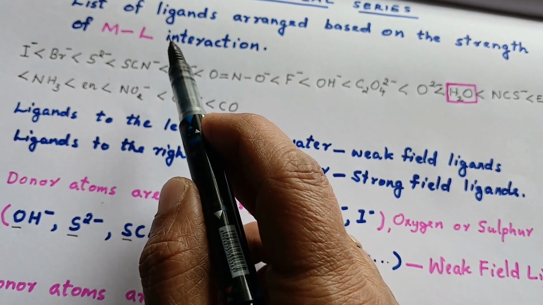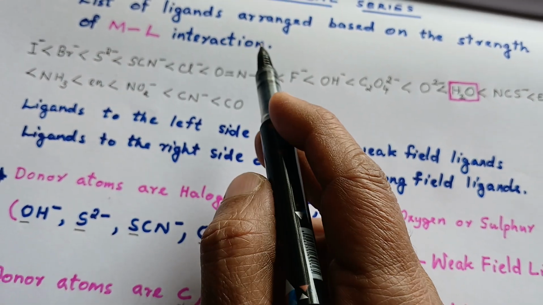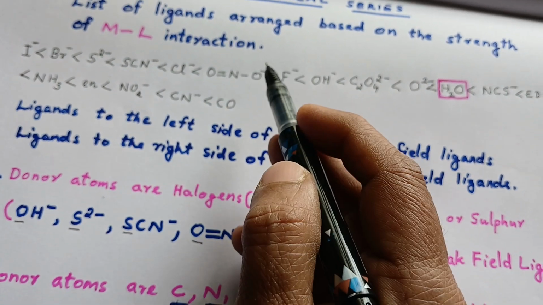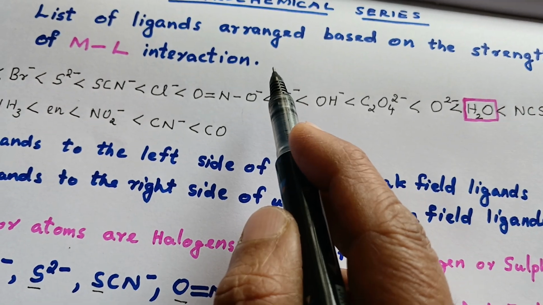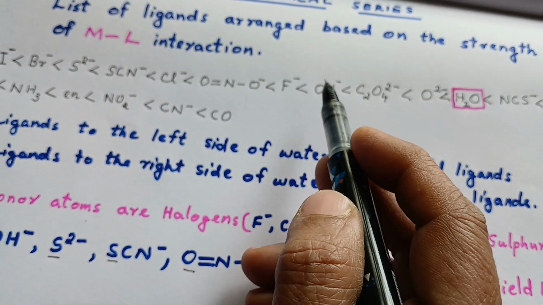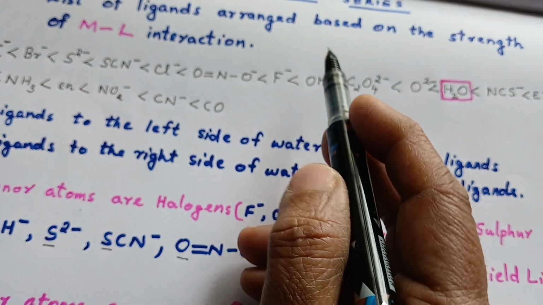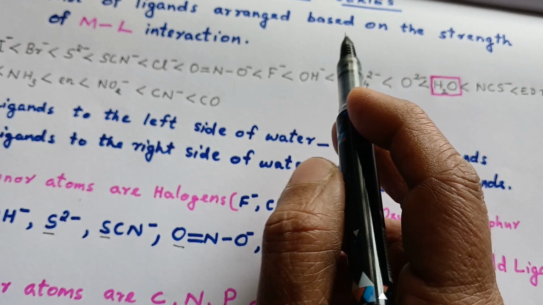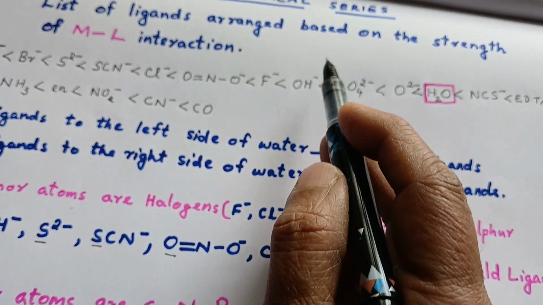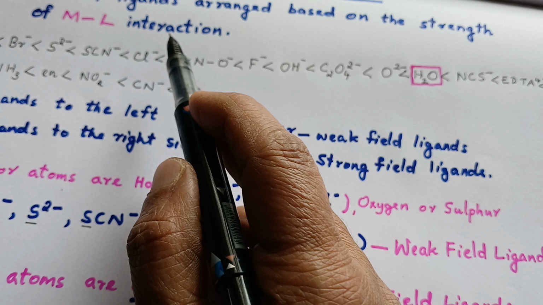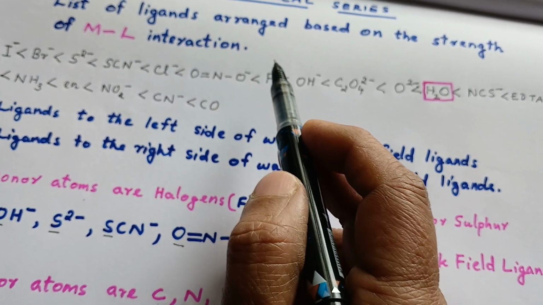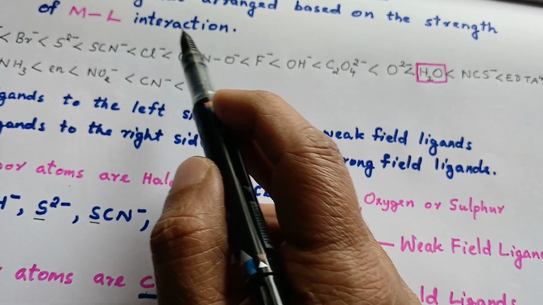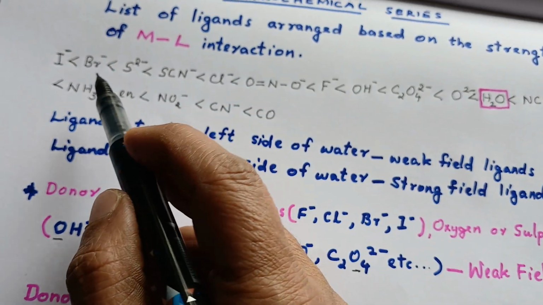Now, the strength of the ligand decides the splitting energy and the type of complex formed, that is, whether it will be a high spin complex or a low spin complex, and as a result whether it will be diamagnetic or paramagnetic, and then the color of the complex. All these things are dependent on the strength of the ligand. The crystal field splitting energy is also dependent on the strength of the ligand.